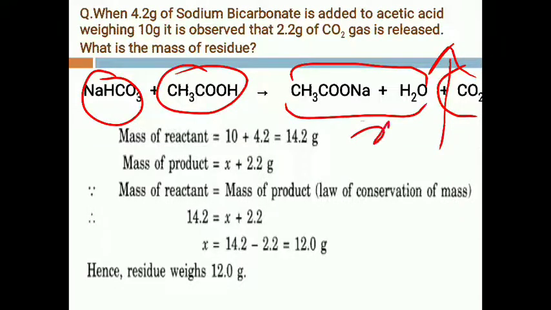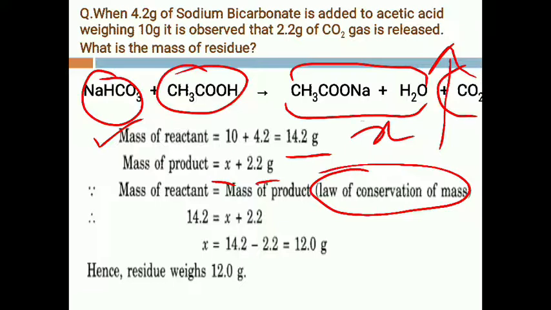Let the mass of this residue be x. So we'll find here the total mass of reactants. You can see it is 10 plus 4.2, which is 14.2, and the total mass of products is x plus 2.2, where x is the residue and 2.2 is carbon dioxide. So here we apply the law of conservation of mass.